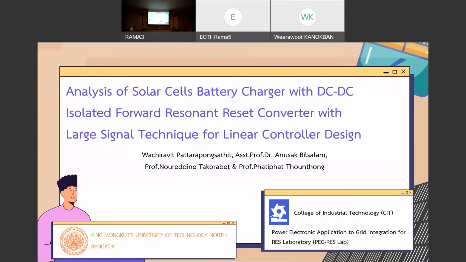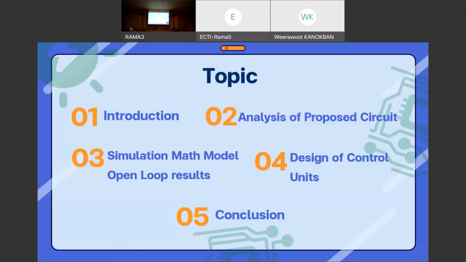Good morning. My name is Washirit Parung Sachis, and assist Professor Dr. Anusak Bisram and Professor Nordin Chakobet and Professor Pajipat Tuantong. I am from Kimmungkut University for Technology, North Bangkok. Today we will present about analysis of solar cell battery charger with DC to DC isolate forward resonant reset converter with large signal model technique for linear controller design. We are going to cover 5 areas today. Let's begin with our first point.